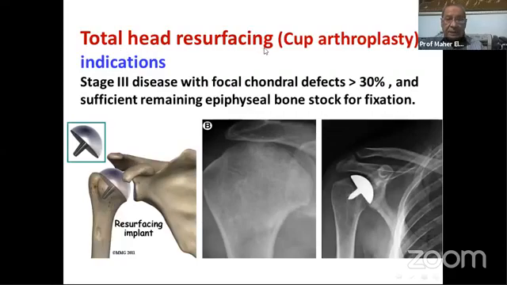Total head resurfacing or cup arthroplasty indications: stage 3 disease with focal chondral defect more than 30% and sufficient remaining epiphyseal bone stock for fixation.